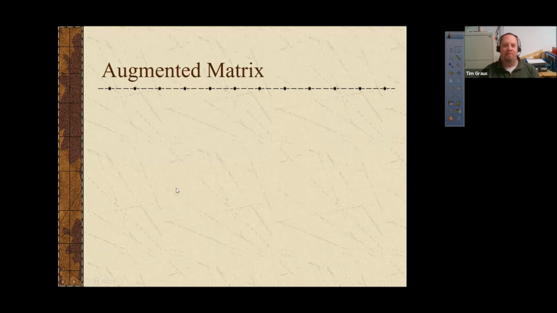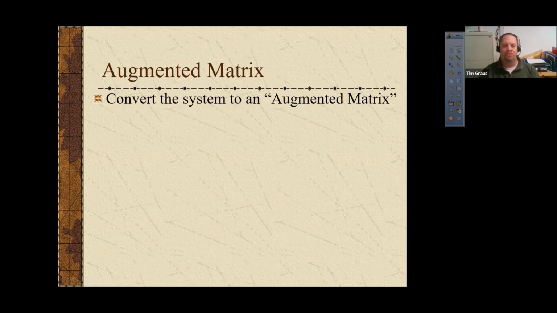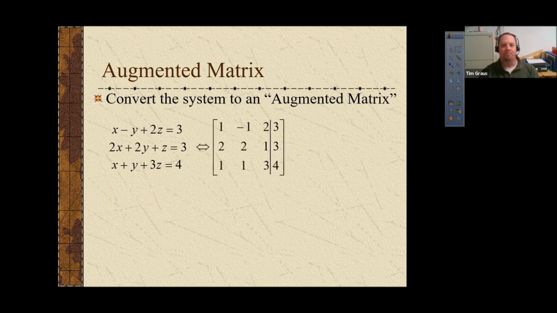Here's another example. We're going to turn a system of equations into an augmented matrix. Here's the system. Notice I have all the variables on the same side of the equal sign, all in the same order, x, y, z, x, y, z, x, y, z, and then the number that doesn't have a variable on the other side of the equal sign. We're going to turn each equation into one row of our matrix. So the matrix will have the row 1, -1, 2, 3 for the top, 2, 2, 1, and 3 for the next row, 1, 1, 3, and 4 for the last row.